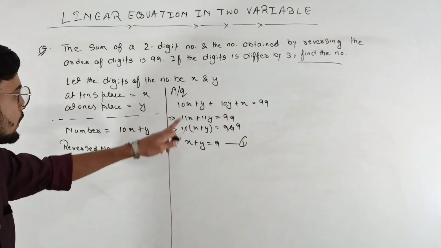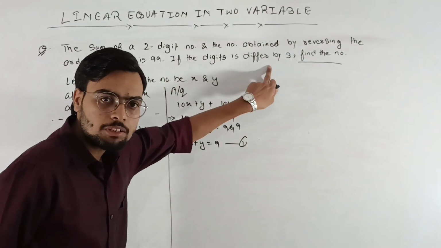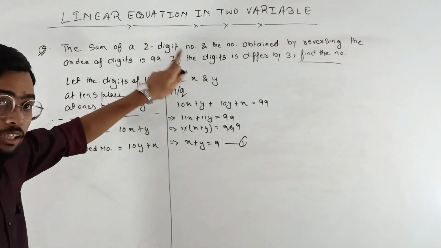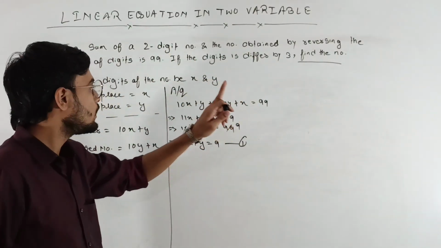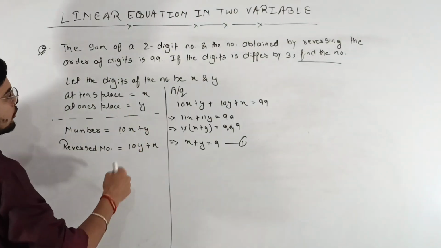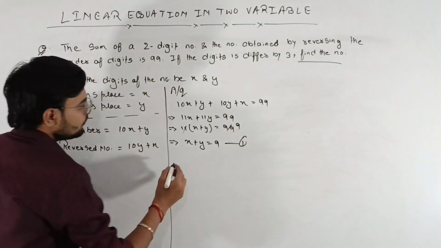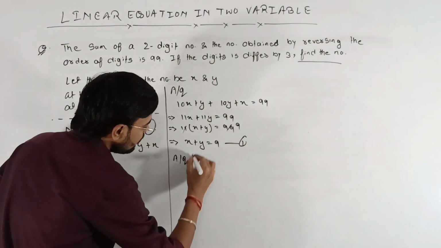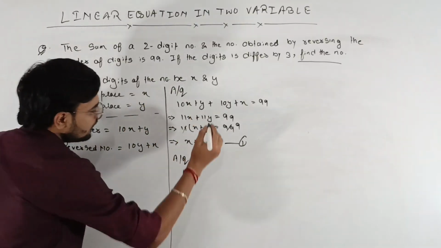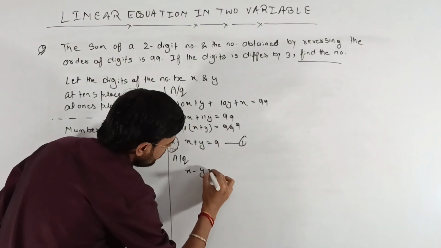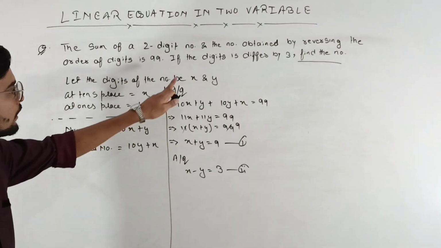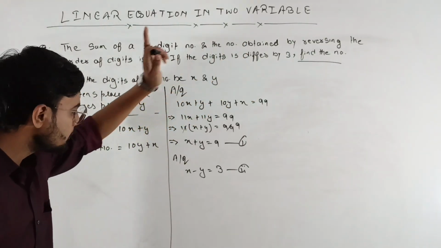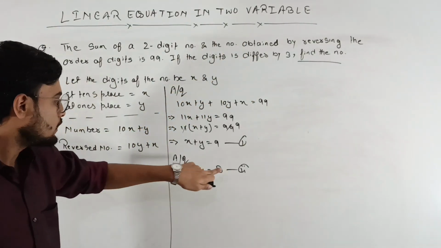Now read the second part of the question. The digits differ by 3, which means the difference of the digits of the original number is 3. The digits of the original number are x and y. So again, according to the question, x minus y is 3. Difference is 3 for the original number, which means x minus y is 3. This is my second equation.